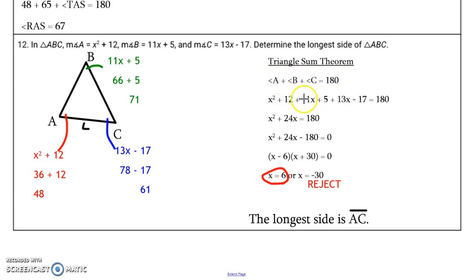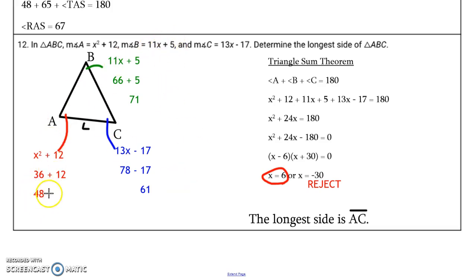A, B, and C is equal to 180, so we added them all together and we got a quadratic equation. Quadratic equation means we have to solve it for 0 and then factor it. You should have been able to factor this pretty easily because you passed algebra, remember? X is equal to 6. Why is x not equal to negative 30? Because generally we can't have negative numbers as measurements, and negative 30, if we substituted it into here, that would have given us a very large negative number. We can't have negatives as measures.